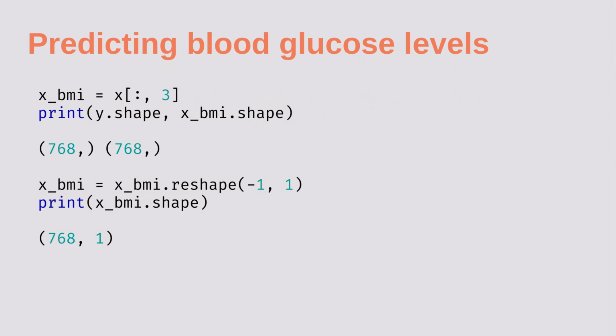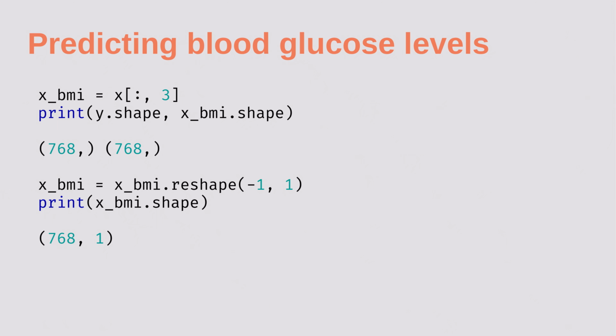Let's start simple. We will try to predict the blood glucose levels using just one feature, or one explanatory variable, called the body mass index or BMI. To do that, we grab the BMI column from our input data. It's the fourth column, and we will store that in a new variable called x_BMI. When we check the shapes of x_BMI and y, we see that they are both one-dimensional arrays. That's fine for y, but scikit-learn expects our explanatory variable to be in a two-dimensional format. To fix this, we reshape x_BMI using numpy.